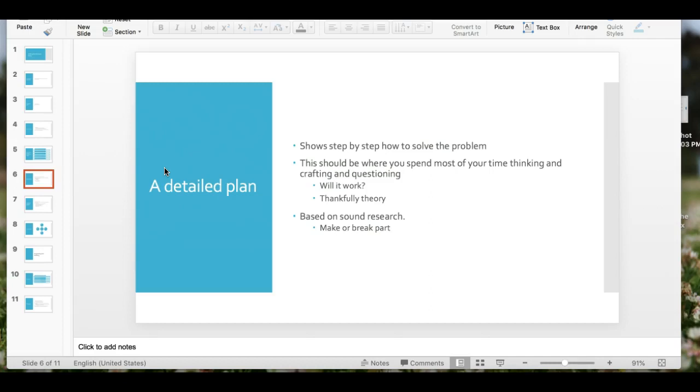Even though it may not be as research heavy as the last section, this will be time heavy, because this is where you're going to spend most of your time thinking, considering, crafting, and questioning things. You'll ask, will this work? If I do this, how is that going to impact this other thing? Is this necessary? Does it go far enough? Those are questions you want to ask yourself. By far, this is the part that's going to probably take the longest, because you really have to consider it. Thankfully, we're working with theory, but you want to get as close to actuality as possible.